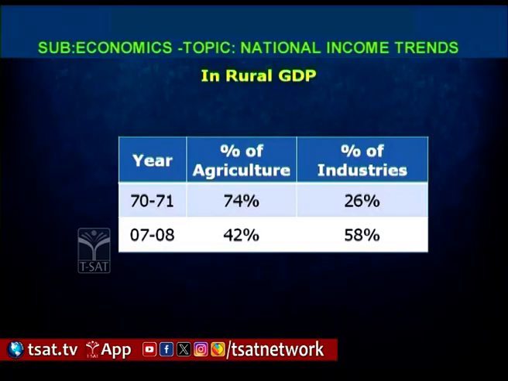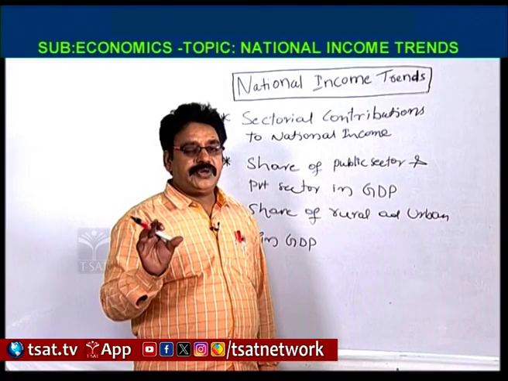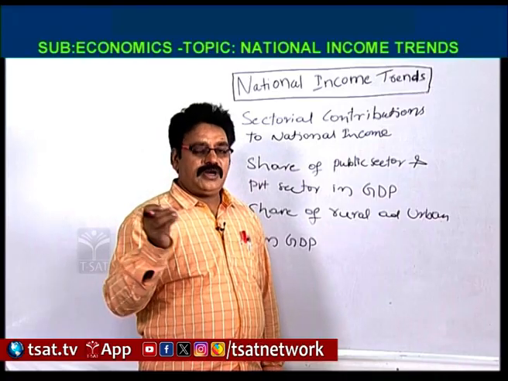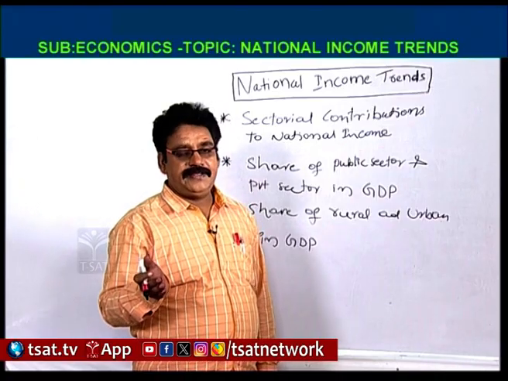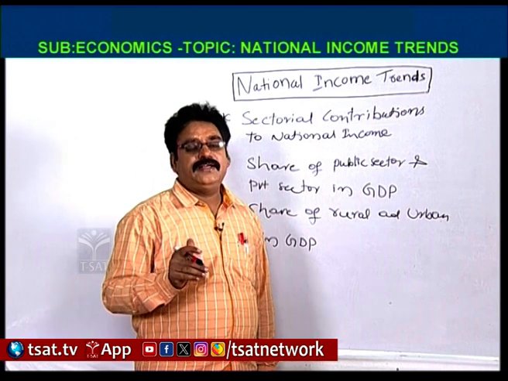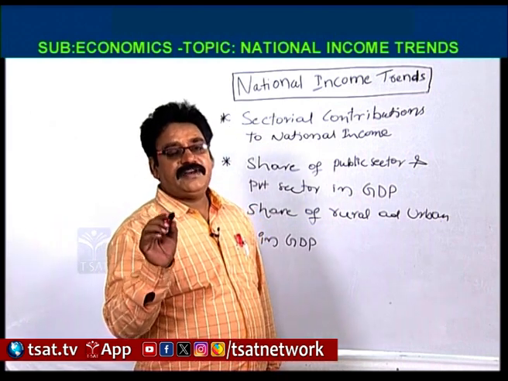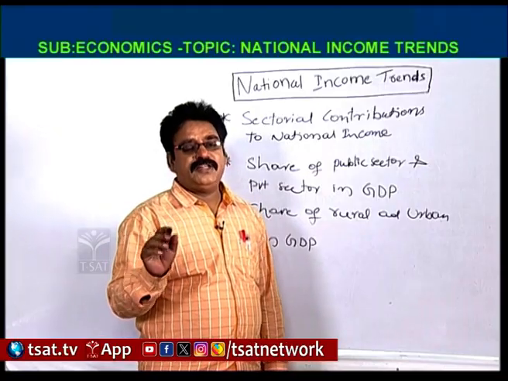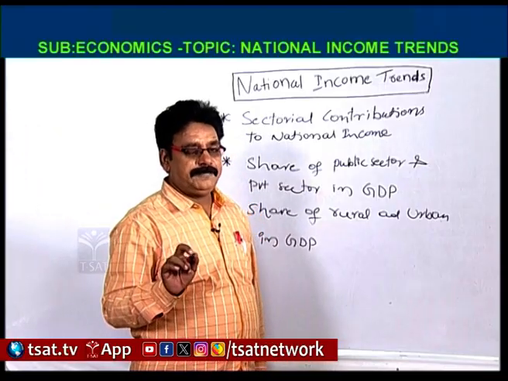So that is why, if we observe 1970-71, 74% of the GDP is coming from agriculture. The remaining 26% is coming from the industries and service sector. Combined, in rural areas, industries and the service sector are very small, and agriculture is very high. That's why in rural GDP, 74% is coming from agriculture and 26% from the industries and service sector.